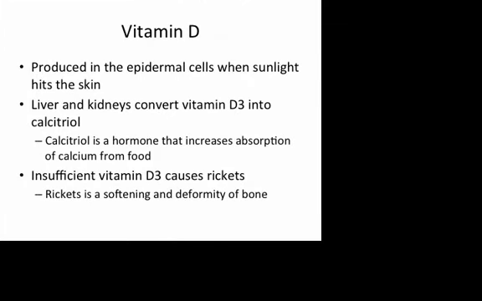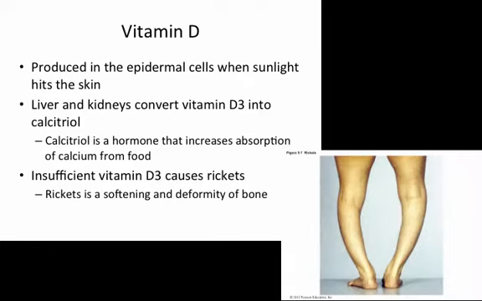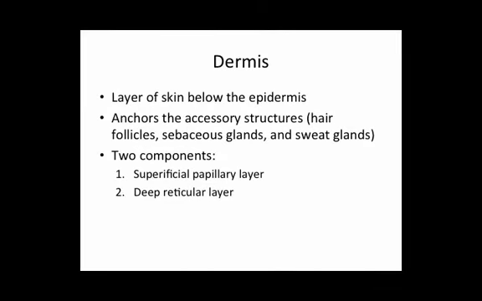Vitamin D3 is produced in the epidermis when sunlight hits the skin. The liver and kidneys will convert vitamin D3 into calcitriol, a hormone that increases the absorption of the calcium you ingest into your body. Insufficient vitamin D3 can cause a condition called rickets, that is a softening and deformity of bone. The dermis is the layer of skin beneath the epidermis.